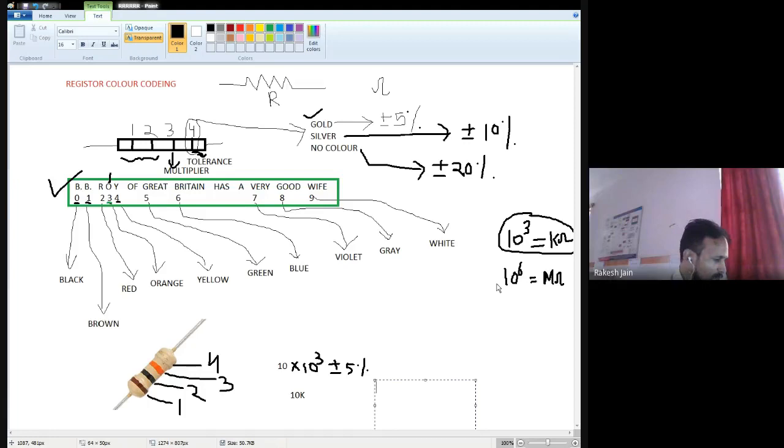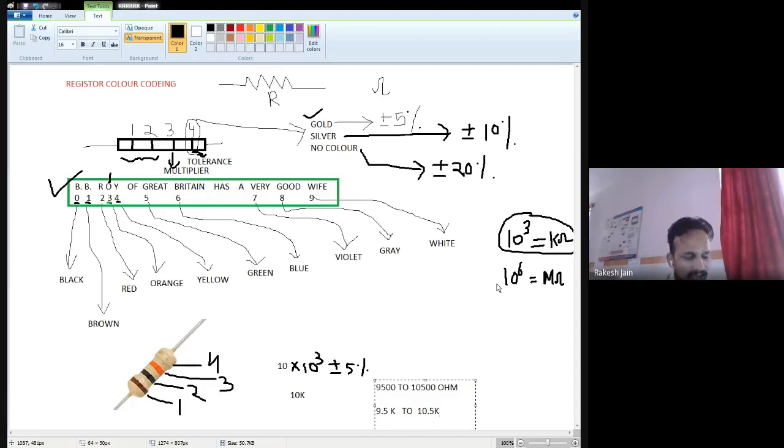Okay, so it will show you from 9500 ohm to 10,500 ohm. It means what is this? 9.5k to 10.5k. It may be 10.2k, it may be 9.7k. K means 000, nothing else.